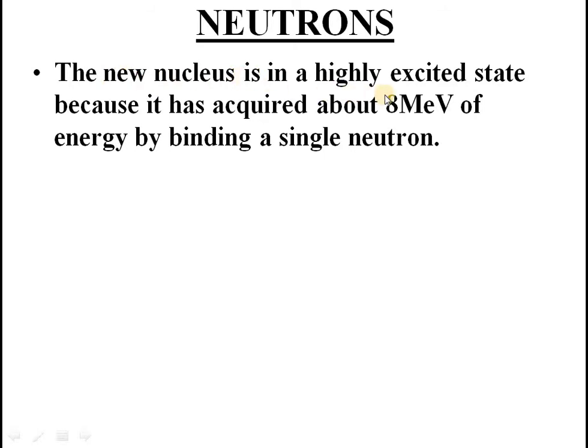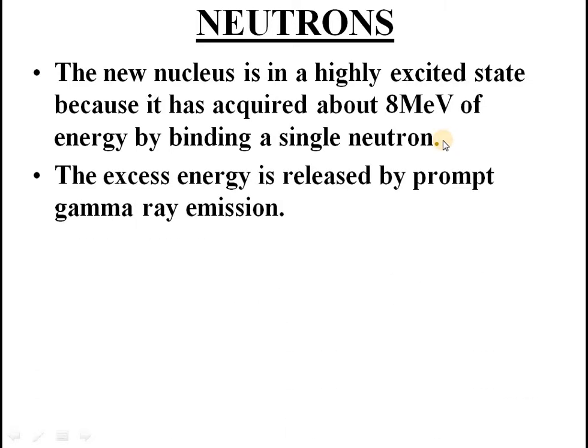The new nucleus is in a highly excited state because it has acquired about 8 MeV of energy by binding a single neutron. That is the very reason. The 8 MeV energy received by the nucleus leads to the instability, and that is the very reason for the emission of other radiations. You can say it is a cause and effect relation. The cause is the bombardment with the neutron, and the effect is the emission of characteristic gamma radiation. The excess energy is released by prompt gamma ray emission.